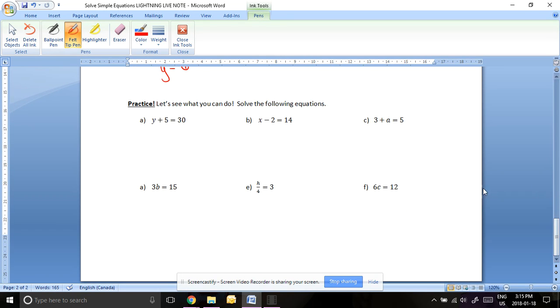Now, why don't you try some practice questions? First, we start with addition, then subtraction, and then a slightly different addition question. And then we have multiplication, division, and another multiplication question.